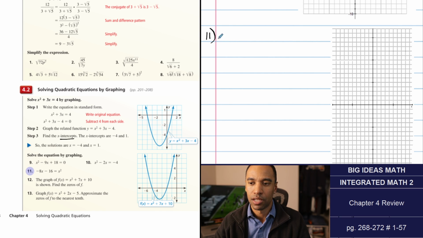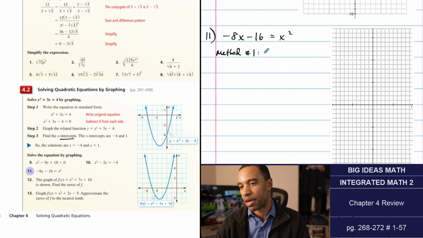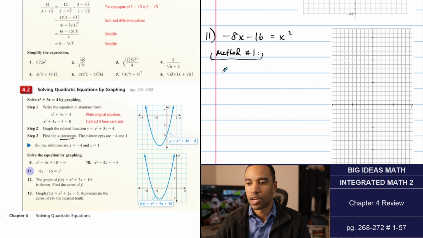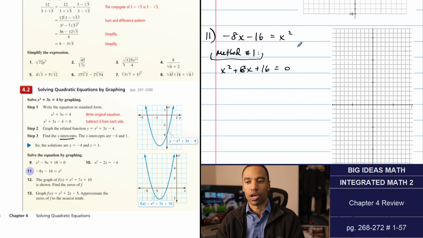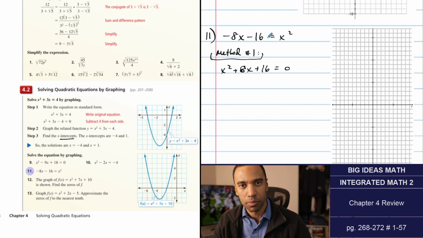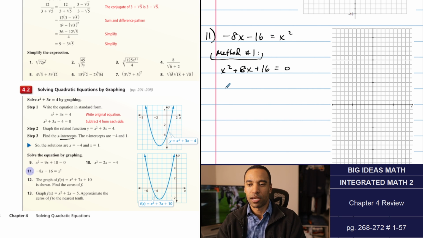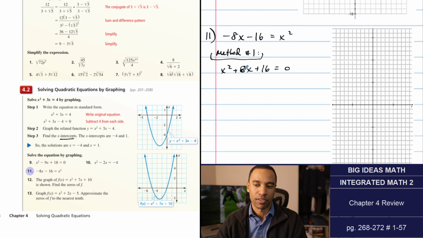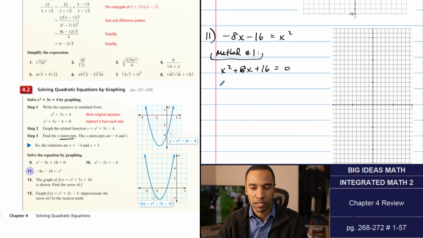But number 11, we do have negative 8x minus 16 equals x squared. Method number 1 I would recommend, and I don't think I need the huge graph for this on method number 1. For method number 2, I would. Method number 1 is once again setting these things equal to 0. So I'm adding the 8x and the 16 over. I want to make everything positive if possible. I'm big on the completing the square thing whenever I have an even linear coefficient, and we're going to run into those again.